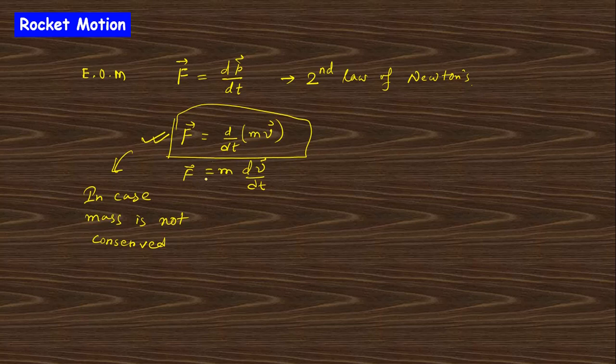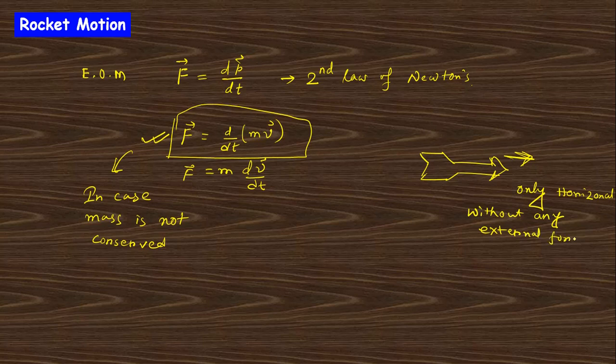Okay, and in this video we discuss two types of rocket motion. Number 1 is horizontal motion only, without any external force.